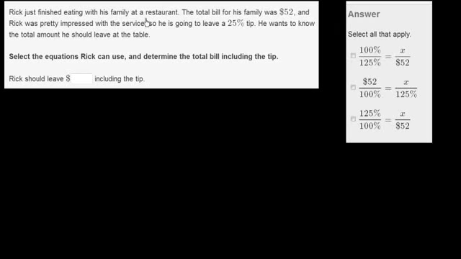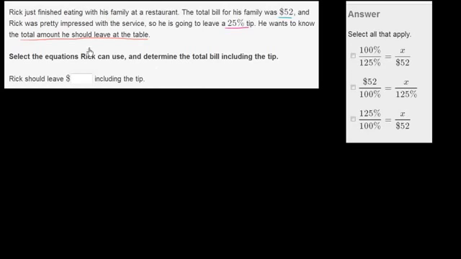Rick just finished eating with his family at a restaurant. The total bill for his family was $52, and Rick was pretty impressed with the service, so he's going to leave a 25% tip. He wants to know the total amount he should leave at the table. Select the equations Rick can use and determine the total bill including the tip.